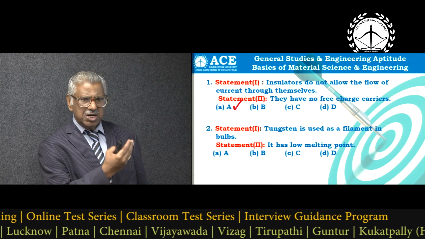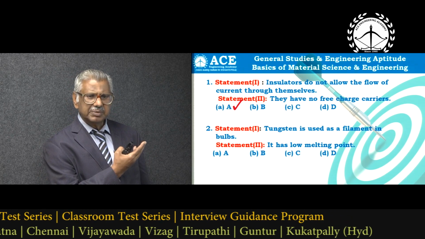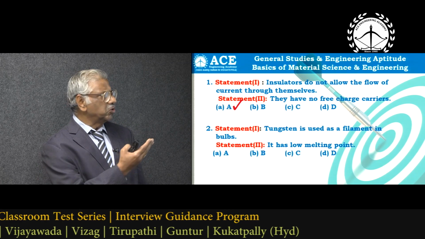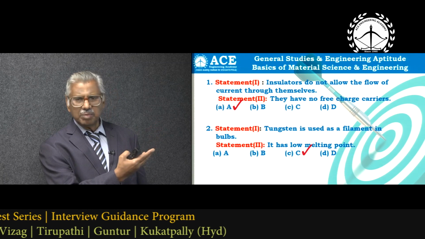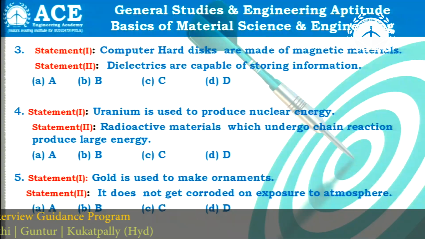If it is the second one: tungsten is a filament in bulbs, and it has a low melting point. The first statement is correct obviously, and the second one is wrong. So the first is correct, the second is wrong, meaning C is the answer in these cases.